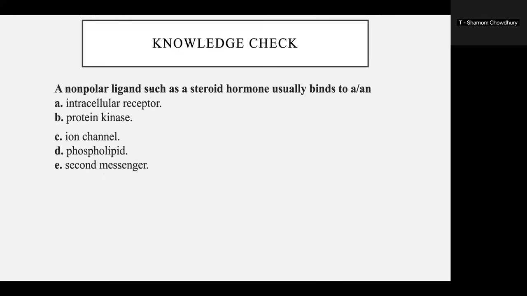Here. So the correct answer was A, intracellular receptor. Thank you for letting me know. The reason it's A is because a nonpolar ligand, what does nonpolar mean? It interacts with the hydrophobic environment of the phospholipid bilayer. So because it can interact with the fatty acid tails, it can directly diffuse through the cell membrane. Because it can directly diffuse through the cell membrane, it has to bind to a receptor that's on the inside of the cell, which is an intracellular receptor or a cytoplasmic receptor, as we went over before. So the correct answer for this is A.